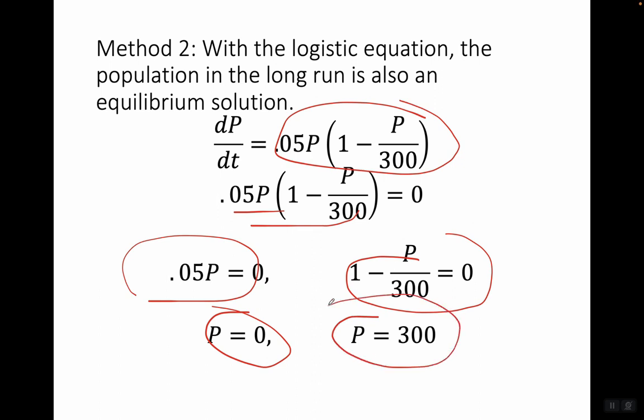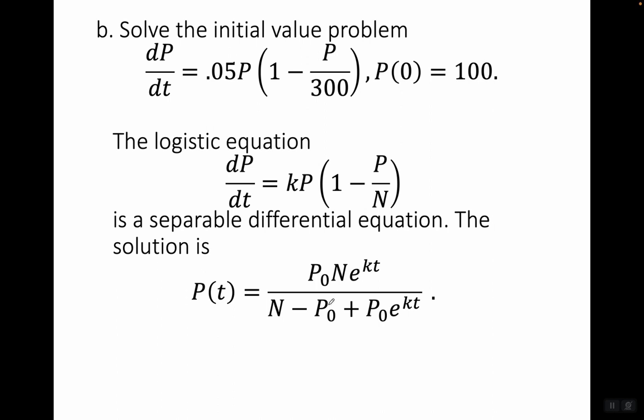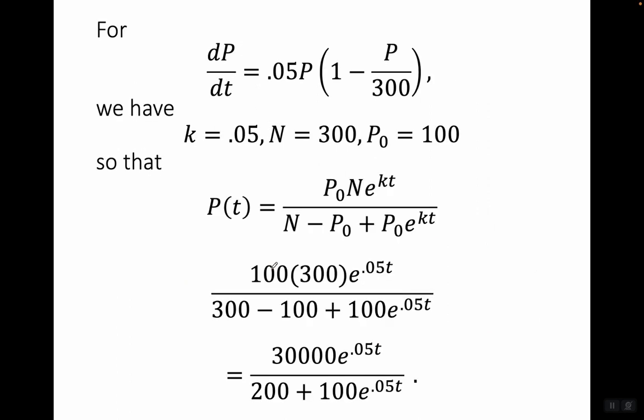P equals 300 fish. Let's solve the initial value problem: dp/dt equals 0.05p times (1 minus p over 300), p(0) equals 100. This logistic equation is a separable differential equation, which is cool. We know how to solve those. And if you were to go through the process of solving this separable differential equation, you'd end up with this as a solution: p(t) equals p0 n e to the kt, all over n minus p0 plus p0 e to the kt.